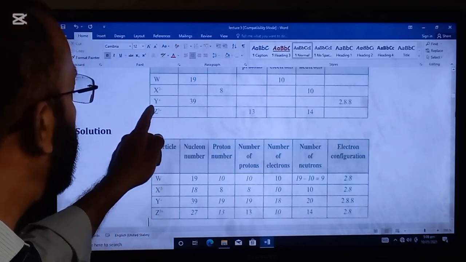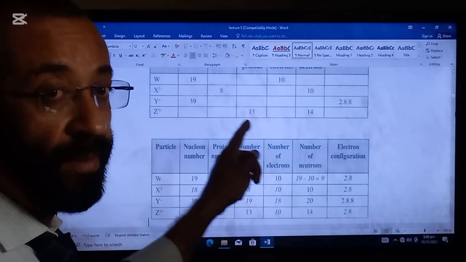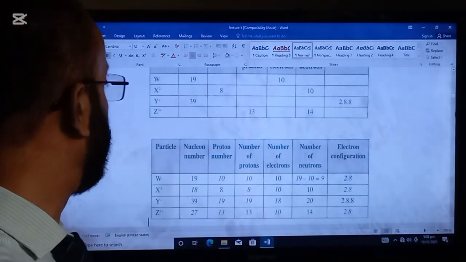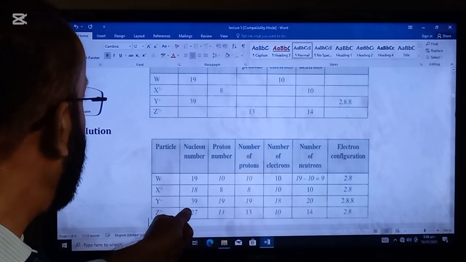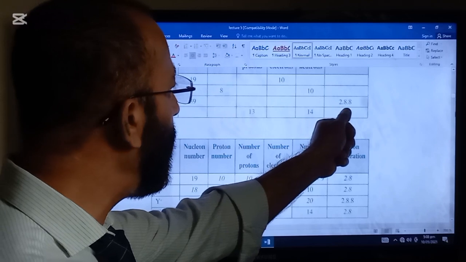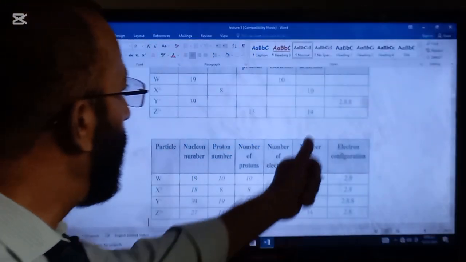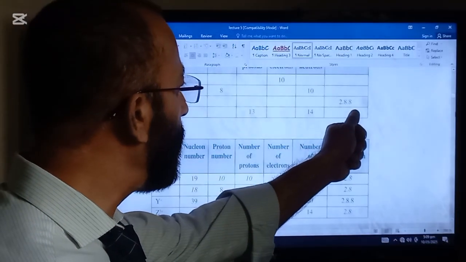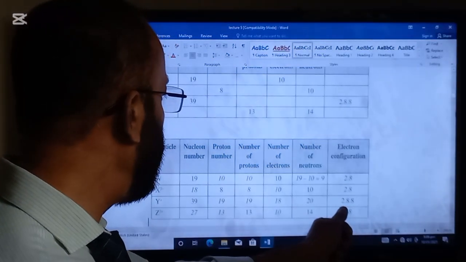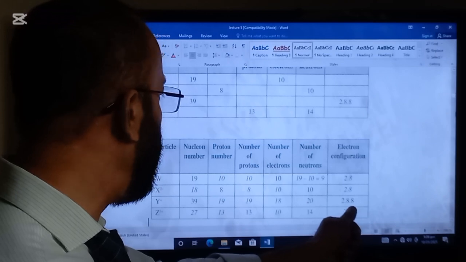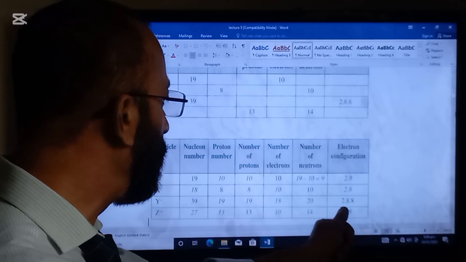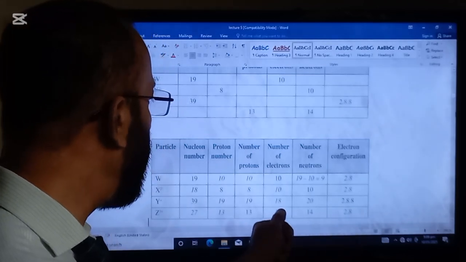Y particle has charge +1. This shows that it has lost 1 electron. 39 nucleon number is already given, and electron configuration 2,8,8 is given. And electron configuration 2,8,8 shows 2 plus 8, 10, 10 plus 8, 18. But it has lost 1 electron, so actually 2 plus 8 plus 8, 18 electrons will be there.